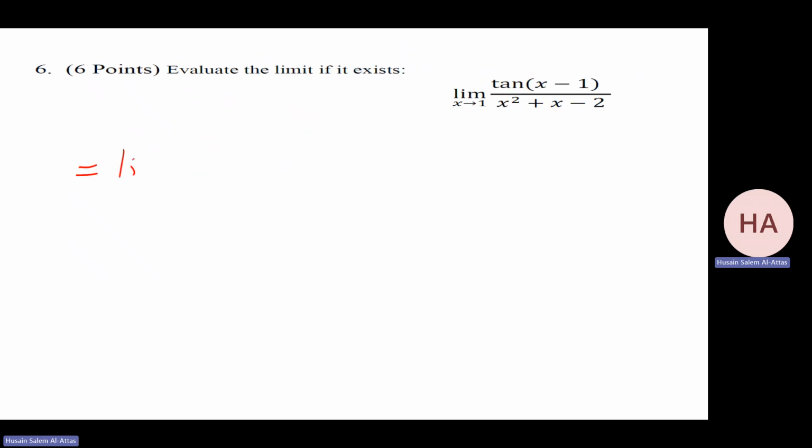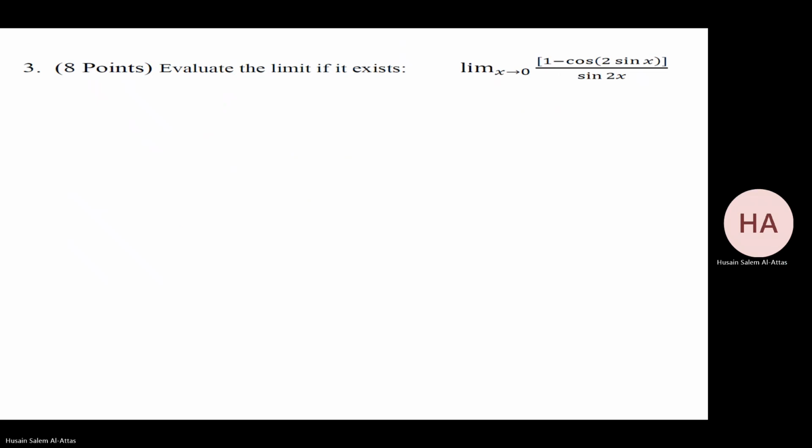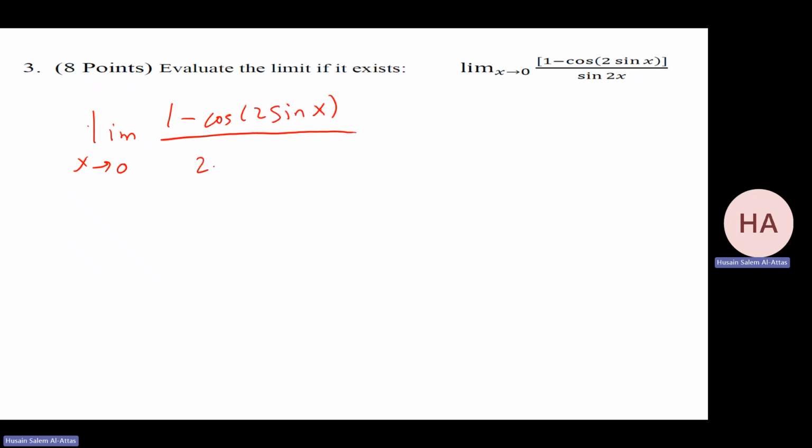Same idea. Limit as x goes to 1 of tan x minus 1 over x minus 1, times x plus 2. This goes to 1, so it's 1 over 3. Next, this is the limit as x goes to 0 of 1 minus cosine 2x, sine 2x, sine x over 2 sine x cosine x.